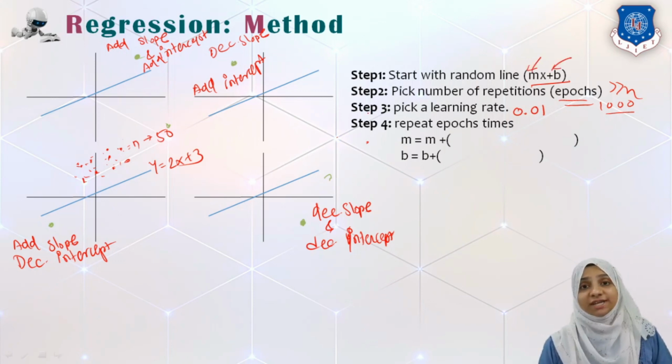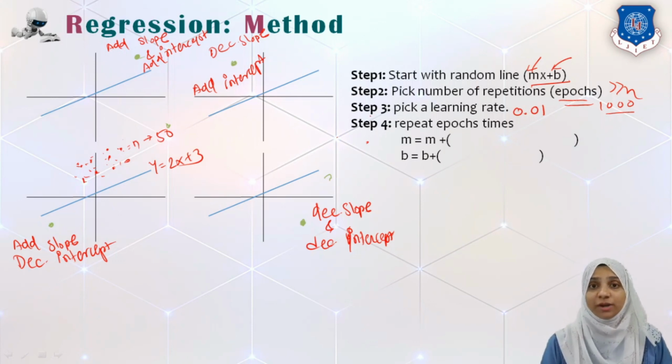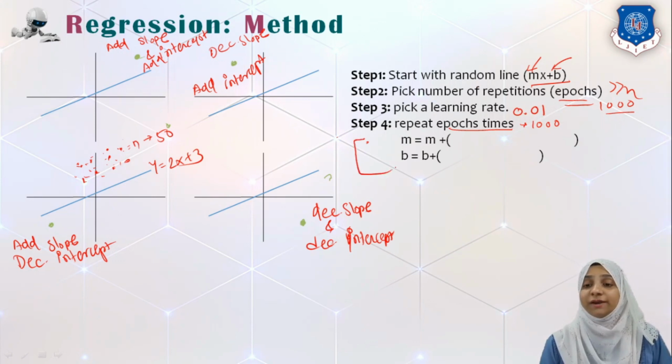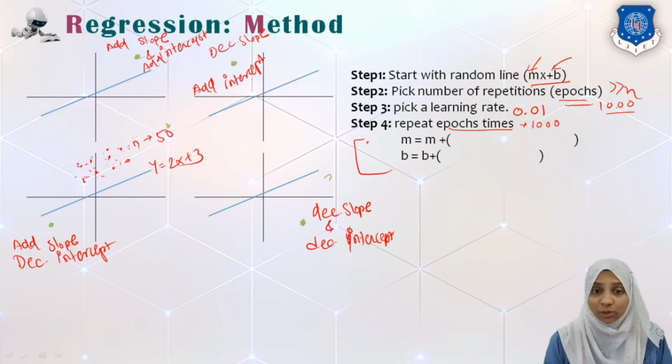So we have to change the slope and y-intercept according to the position of the data point that is being selected randomly. Here we are repeating these steps epochs times. That means these steps are going to get repeated 1000 times if we have selected our epochs as 1000. Now every time, one random point is picked up.